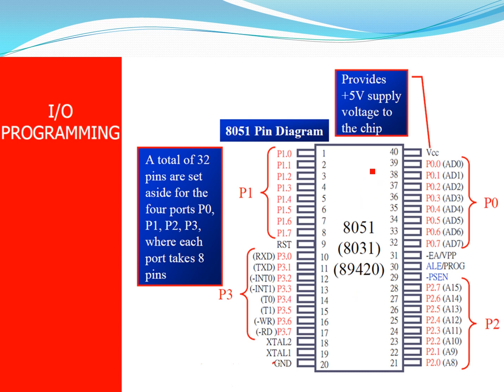This is the pin diagram of the 8051, and it is a 40-pin IC. The 8051 has 4 different ports. They are port 0, port 1, port 2 and port 3. Each port has 8 pins. Hence there are a total of 32 I/O pins available in the 8051.